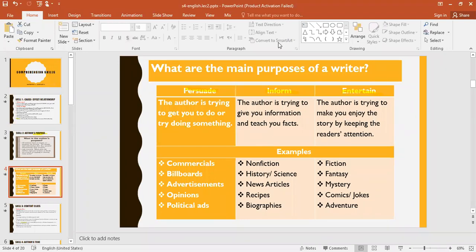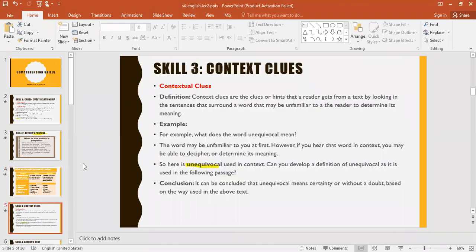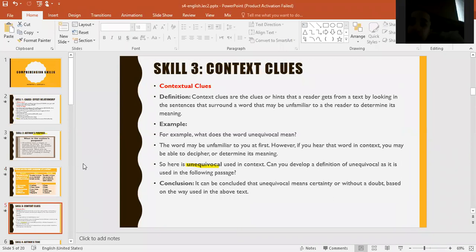Now, let's move to context clues. This one is very important. You always have this question or this exercise in your comprehension tests and worksheets. It's when I use hints, clues, parts of the sentence in order to understand the meaning of a certain word.